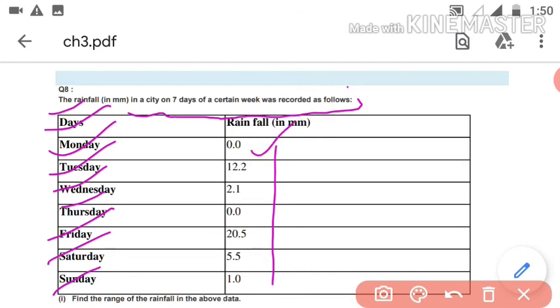Monday was 0.0 millimeter and Tuesday is given 12.2 millimeter, and Wednesday is given 2.1 millimeter. Thursday is given 0.0 millimeter, and Friday is given 20.5 millimeter, and Saturday 5.5, and Sunday is 1.5.